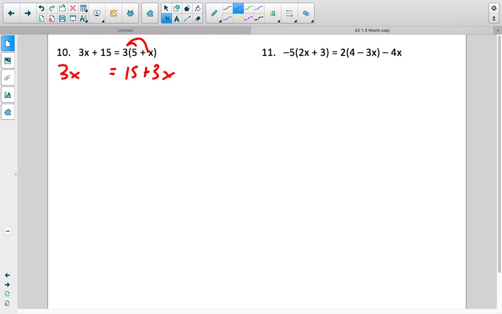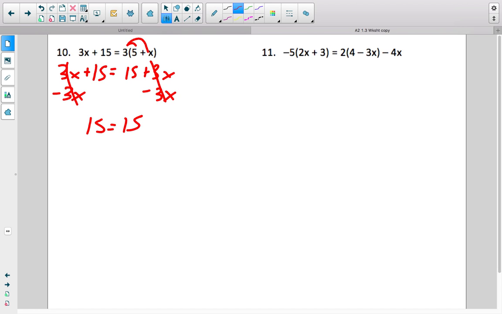You know what, folks? This is going to be a quick one right here. So I've distributed. This is what I'm left with. I like to get x to one side, so I'm going to subtract 3x. And if you're wondering which side has fewer x's, they actually have the same. So I get 15 equals 15.